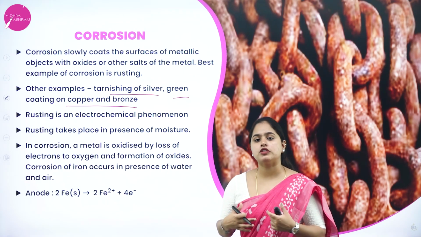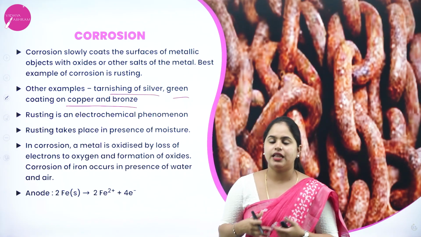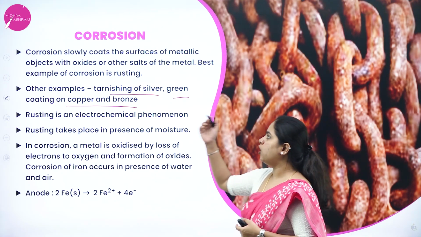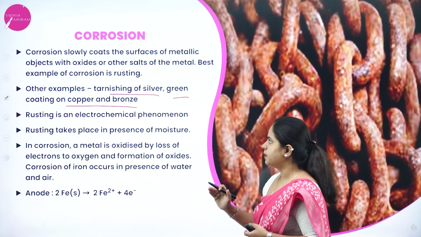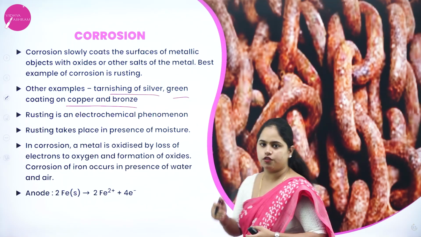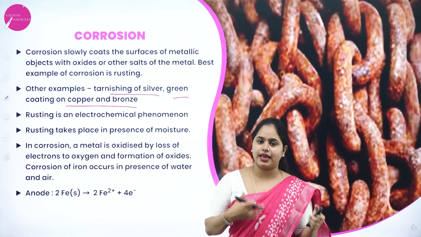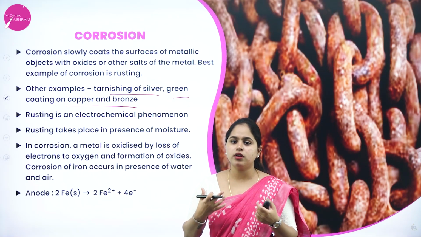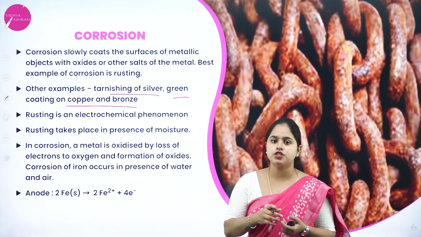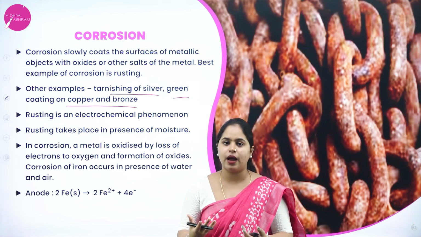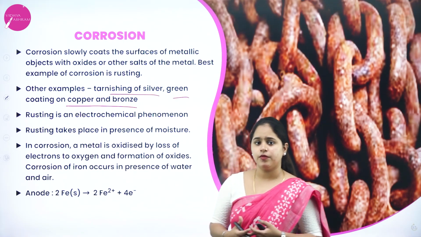So in here, we are going to study in detail about corrosion, that is the rusting of iron and the reaction of it. So let's see, what is corrosion? Corrosion slowly coats the surface of metallic objects with oxides or other salts of the metal. When a metal comes in contact with the atmosphere, that is air and moisture, unwanted substances like oxides and other salts of the metal will be deposited on the metal, and then the metal won't be useful. It corrodes the metal.